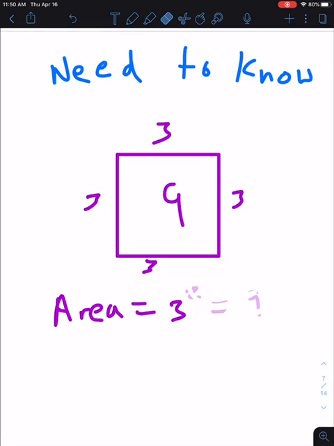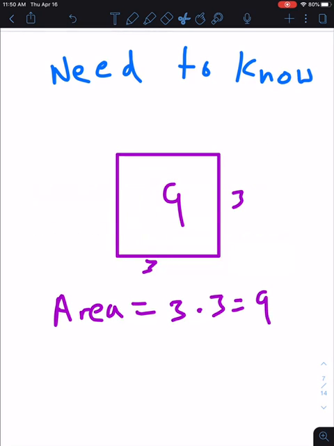Or you could just do height times width, which would be 3 times 3. That would be those two lengths. 3 times 3 is also 9, gets us the same area, right? There you go. That's how we find the area of a square.